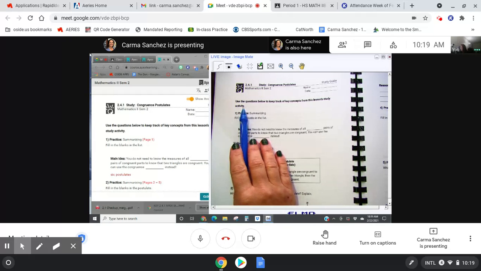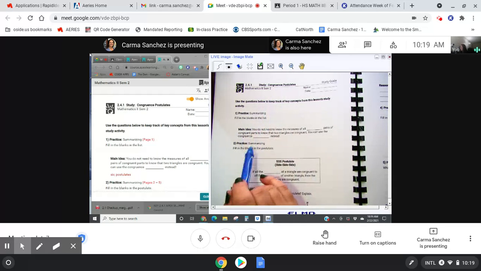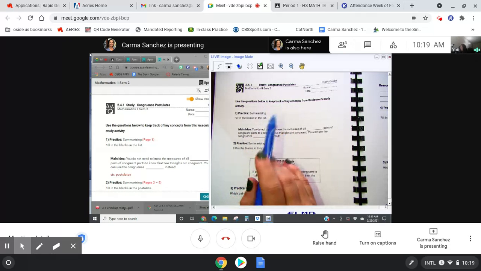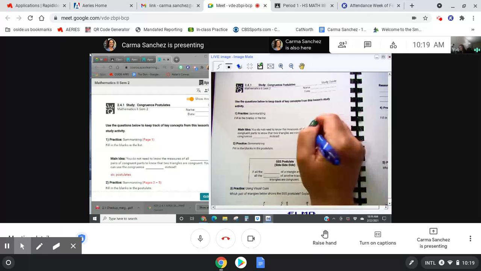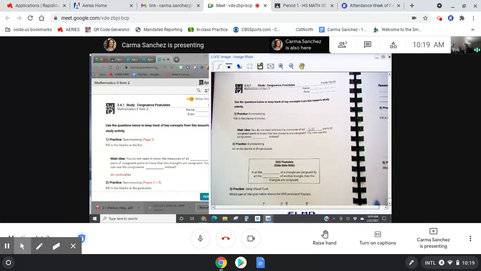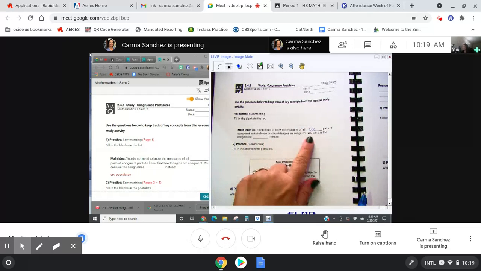So first of all, we're going to be talking about triangles and their congruence postulates. So the main idea: we don't need to know the measures of all 6 pairs of the congruence parts to know that you have two triangles that are congruent. So you don't need all 6 pairs of congruent parts.